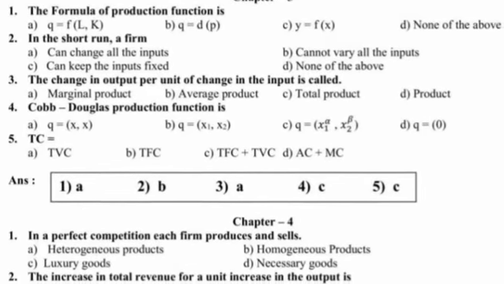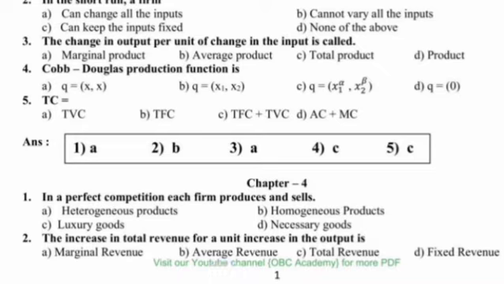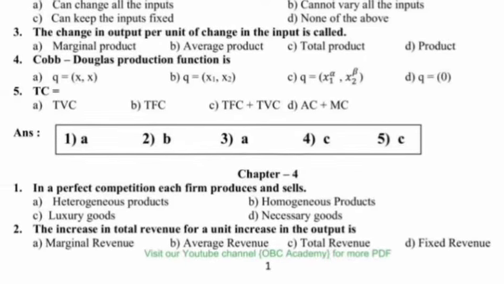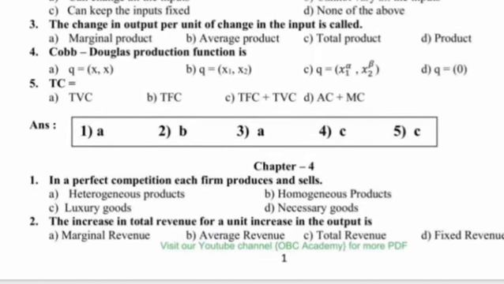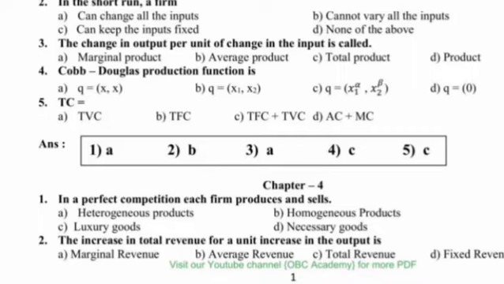Third chapter: the formula of the production function is option A, Q is equal to f of L, K. Option B, Q is equal to D into P. C, Y is equal to f of X. D, none of the above. So the correct option is A, Q is equal to f of L, K.